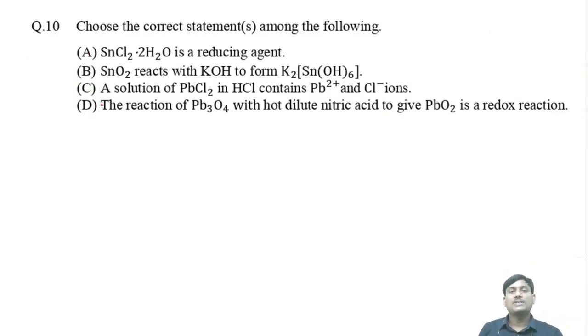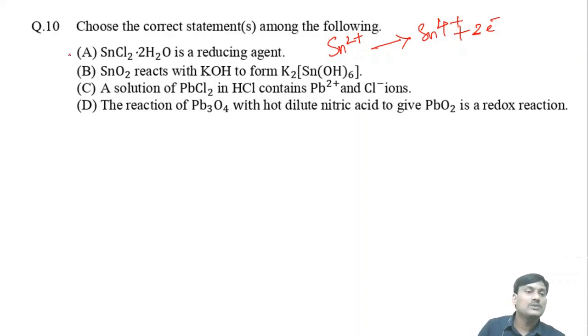Choose the correct statements among the following. Okay, let's take the first one. SnCl2·H2O is a reducing agent. If we take SnCl2, the oxidation state of Sn is 2+. Here Sn2+ can be converted into Sn4+, and this releases 2 electrons. These 2 electrons will reduce other chemical species. So SnCl2 can act as a reducing agent.